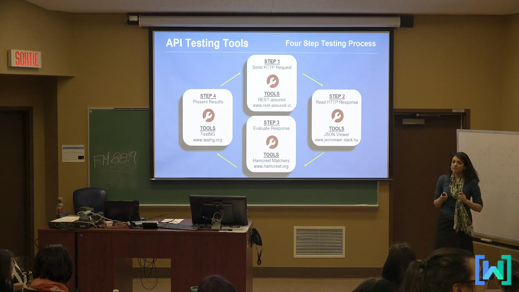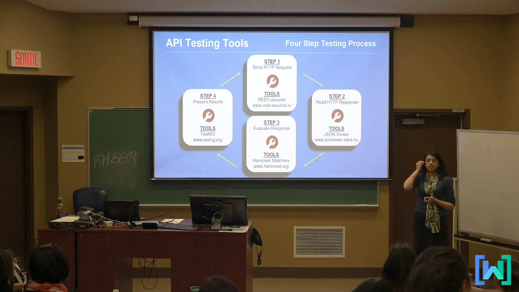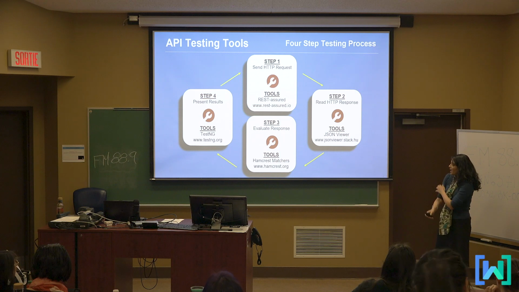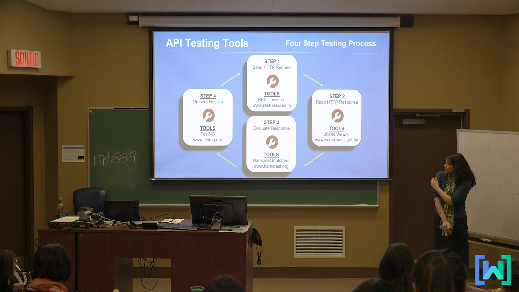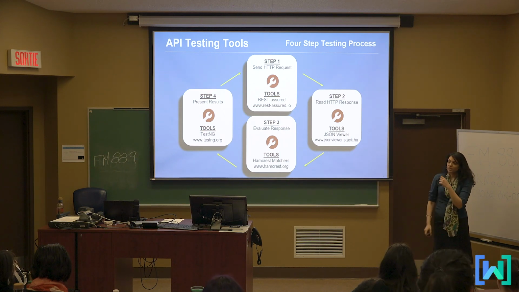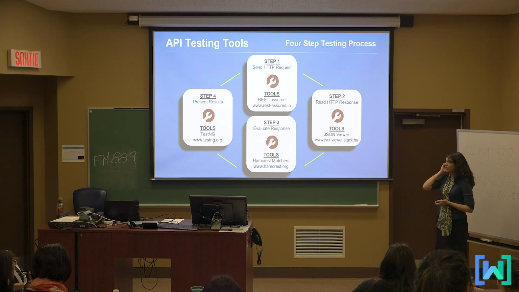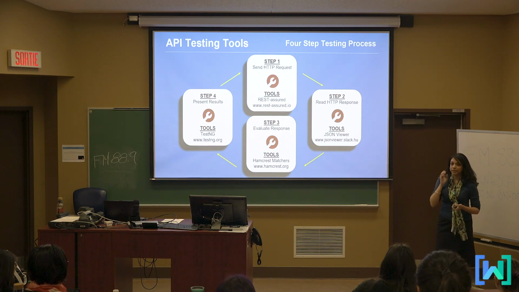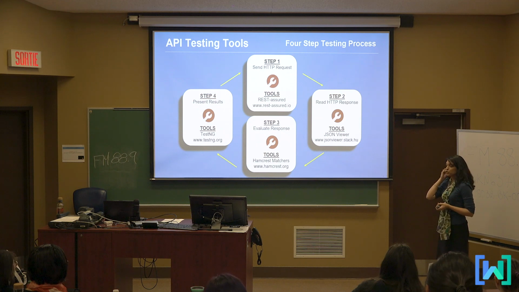And then my third step is to evaluate the response. So I want to be able to decide, once I check the data that was returned back, if it was correct or not. And for that, I'm using a tool called Hamcrest Matchers. That's a tool that can be used even just not for API testing, really any kind of testing. And that's going to help us compare what we get back with what we expect it to be, and then decide if the test should pass or fail.